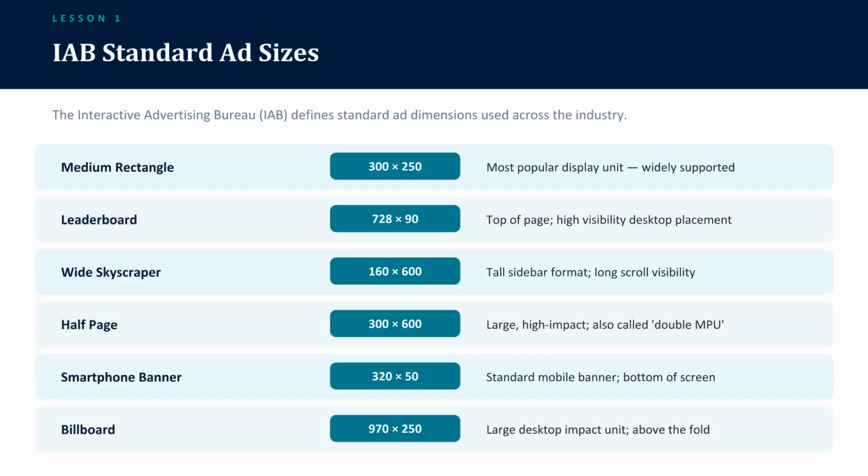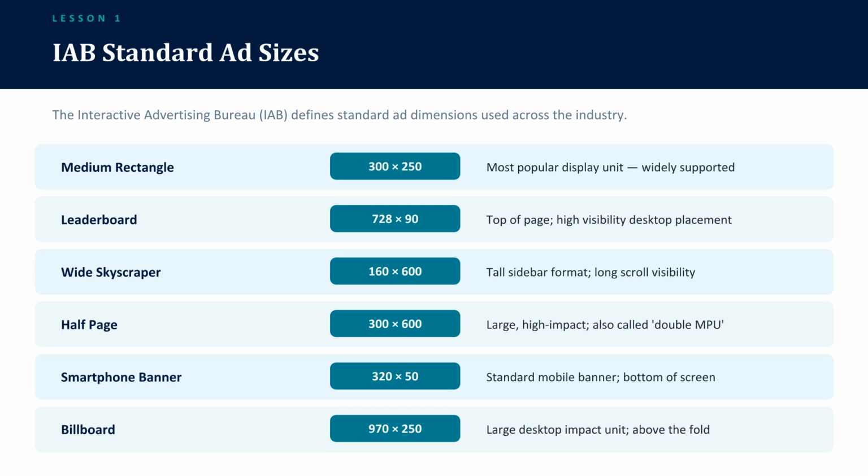The IAB, the Interactive Advertising Bureau, defines standard ad dimensions that publishers and advertisers agree to use. Standardization matters because without it, every publisher would need custom-sized creatives, and every campaign would require dozens of unique assets.